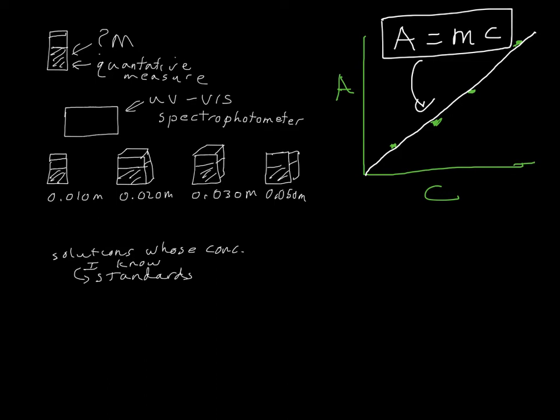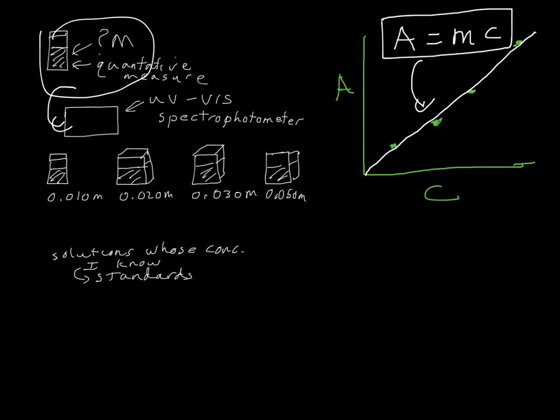Then what I would do is take my unknown sample, place my unknown sample in my instrument, measure its absorbance, and then use the formula for this line to determine the concentration of my unknown.